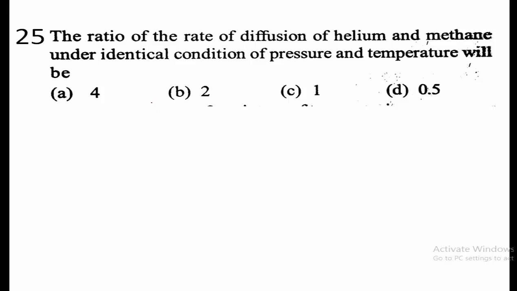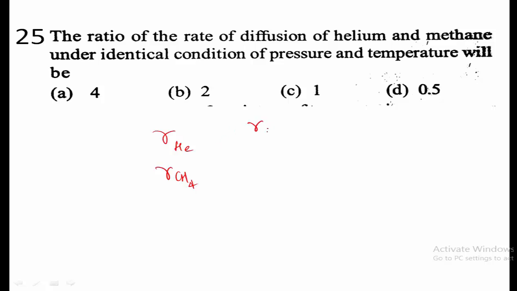25th. The ratio of the rate of diffusion of helium and methane under identical conditions of pressure and temperature will be. So the rate of diffusion of helium and the rate of diffusion of methane, you have to find the ratio. So how will you find that?